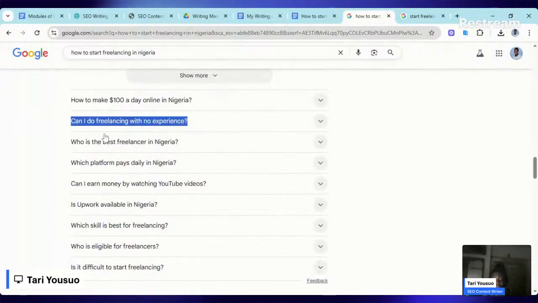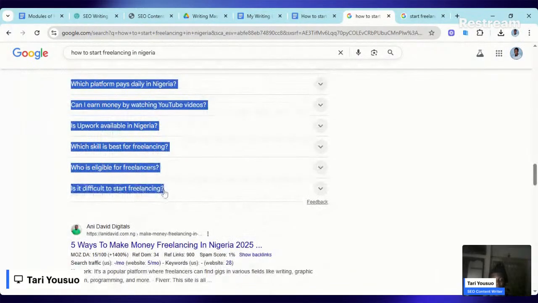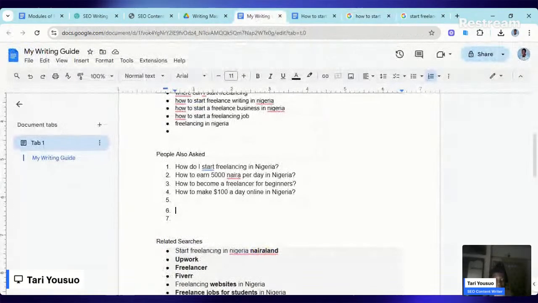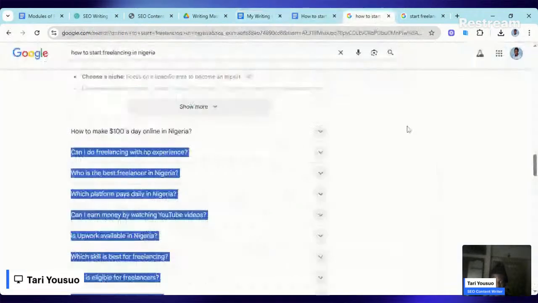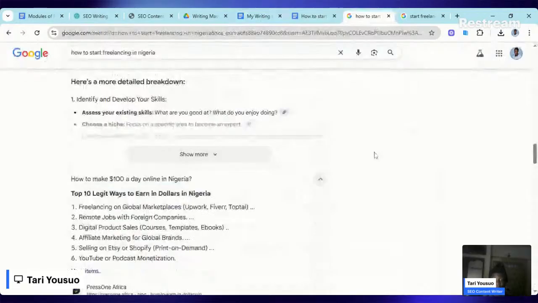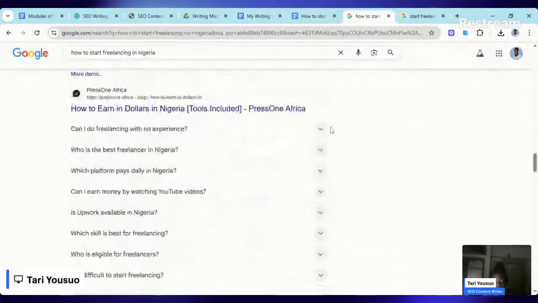So can I do freelancing with no experience? Who is the best freelancer in Nigeria? Which platform pays daily? Can I earn? So is it difficult to start freelancing? Very good. From this, you sense how this article will go. Is it difficult to start freelancing? I'll go back, click on them, and before clicking, you could just glance at the relevance to what you are doing. So if the question is so far away from what you're writing, you don't have to click on it.